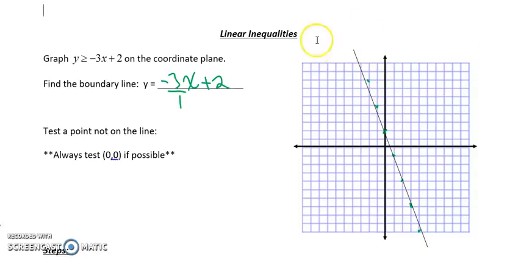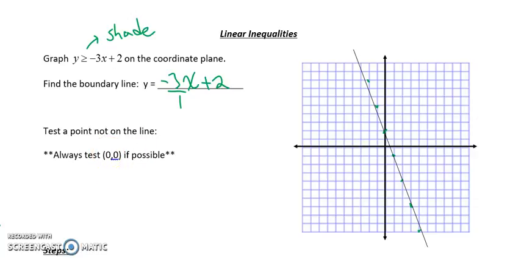And then what we're going to do is graph the inequality. When we graph an inequality, we actually shade. So let's write that, and I'm going to explain more on that. When we do inequality, we shade. Okay. So we're going to shade.